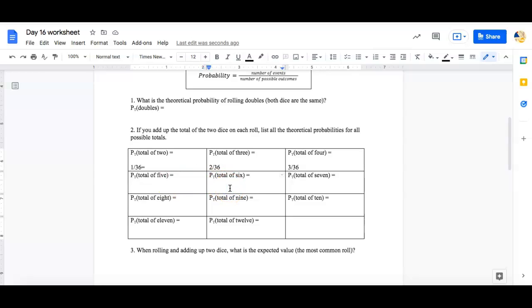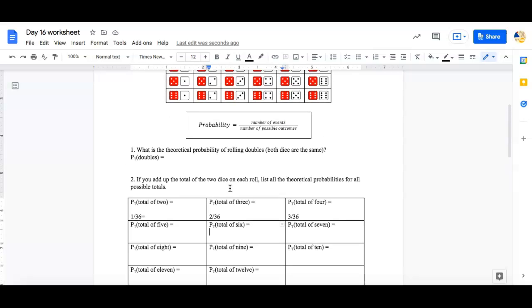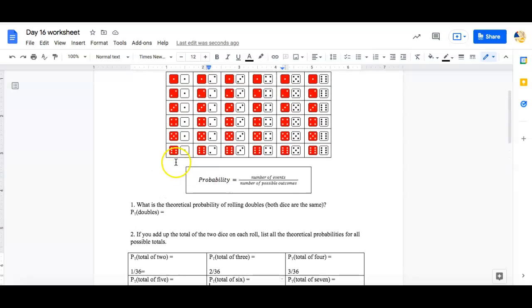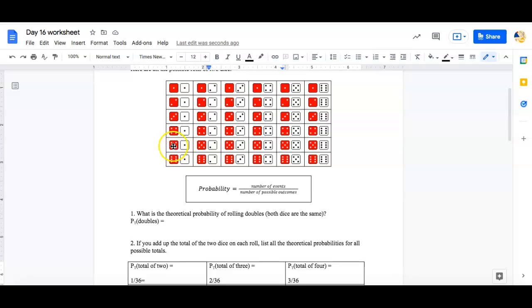And 6 is 5 out of 36. All right? Again, guys, because it's right here. 5 and 1, 4 and 2, 3 and 3, 2 and 4, and 1 and 5. That diagonal right there, that's 6. Right? The longest one is 7. 7 is the most common roll. It's 6 out of 36 right there. And then it comes back down.